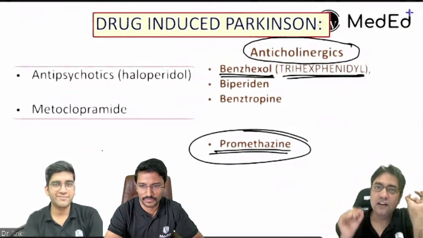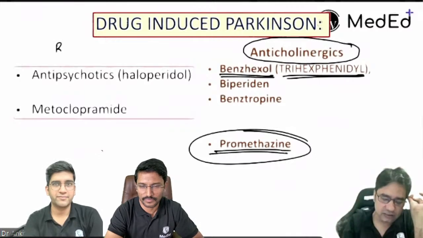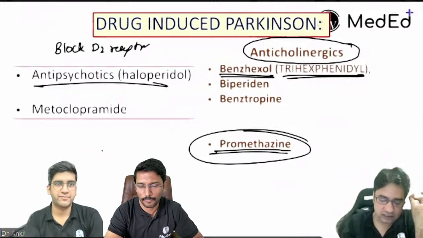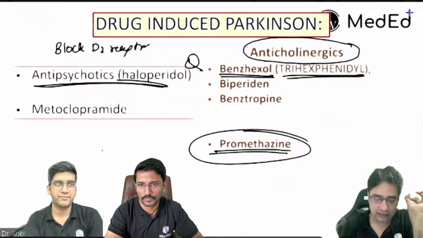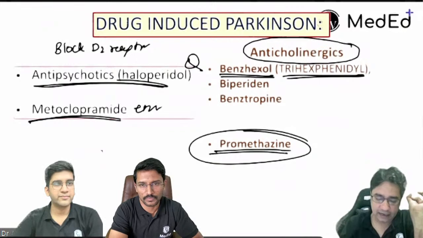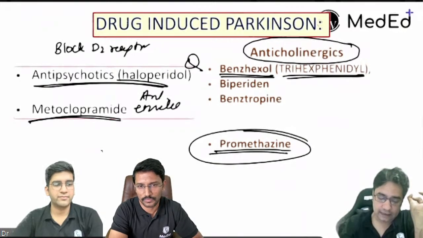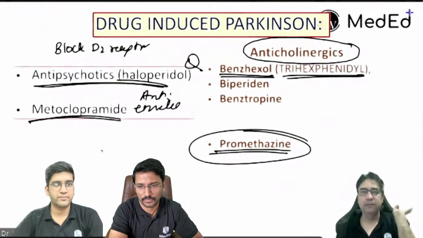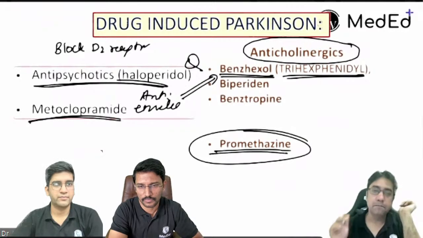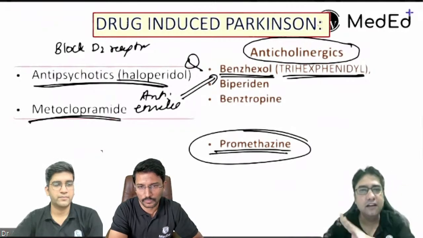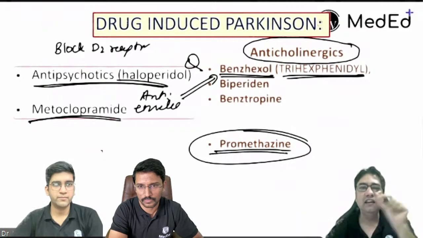Now, which drug causes drug-induced Parkinsonism? Which block dopamine receptor in brain? The first class of drug is antipsychotic and one anti-emetic drug, that is metoclopramide. 2 drugs you have to remember, and the drug of choice is benzhexol. Not available, go with promethazine.